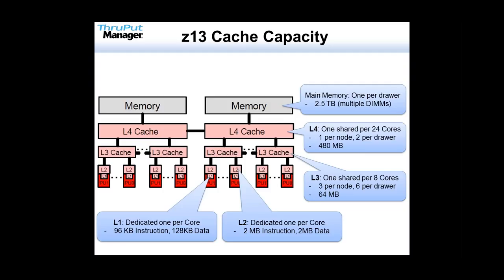The level 1 and level 2 caches at the bottom are physically located on the CPU chips, providing very fast access to data. Levels 3 and 4 are larger and shared among multiple processors. Now when you hear the advertised 10 terabytes of capacity, this is derived from the main memory module shown at the top here. So a fully populated z13 has 4 drawers, each with 2.5 terabytes of main memory.